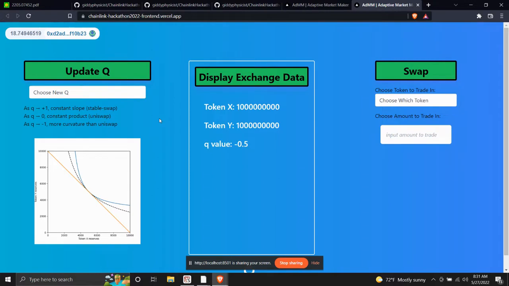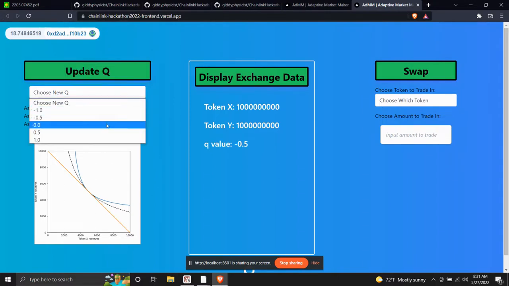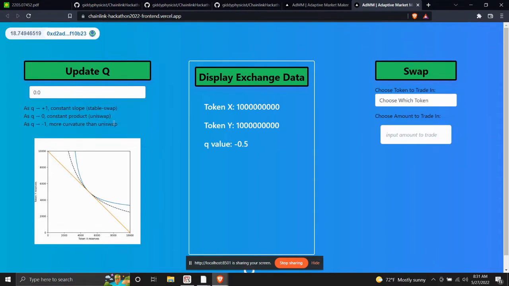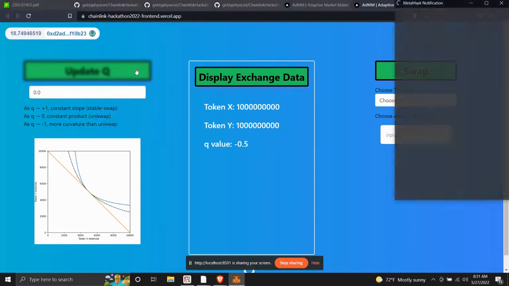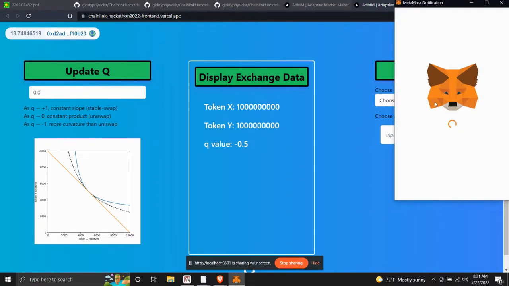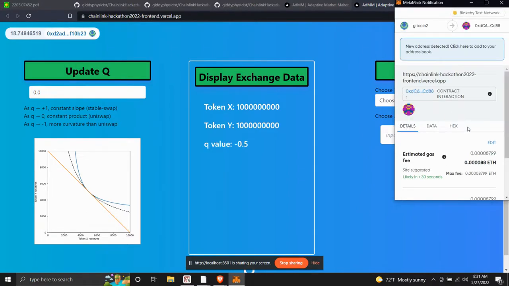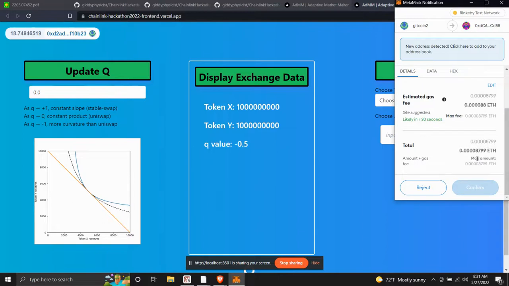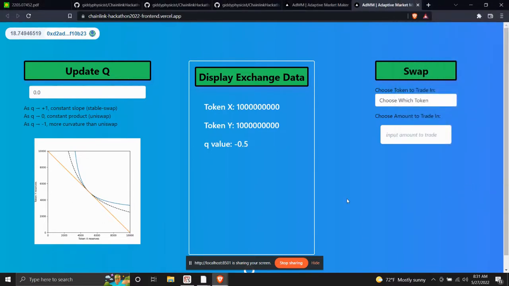Q value of -0.5. So what we're going to do here is try to update the Q value. We'll switch it to 0, say, so that'll make it an XY equals a constant. Hit update Q. That brings up MetaMask, which lets me run this function. If it'll let me confirm. There we go. And then we've just got to wait for it to finish.